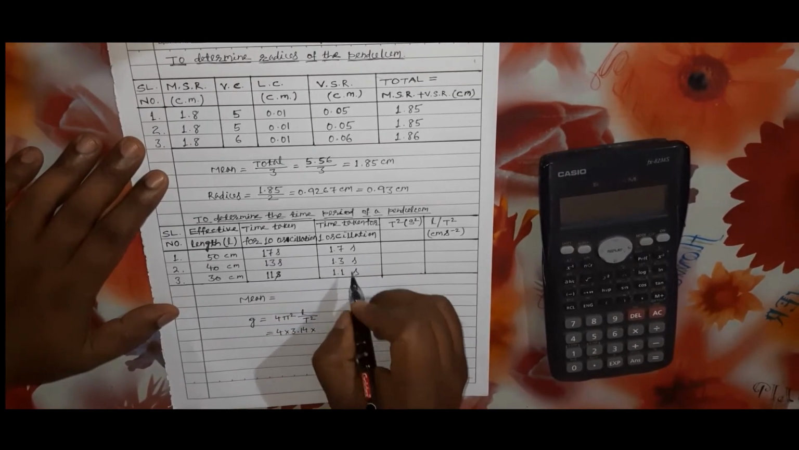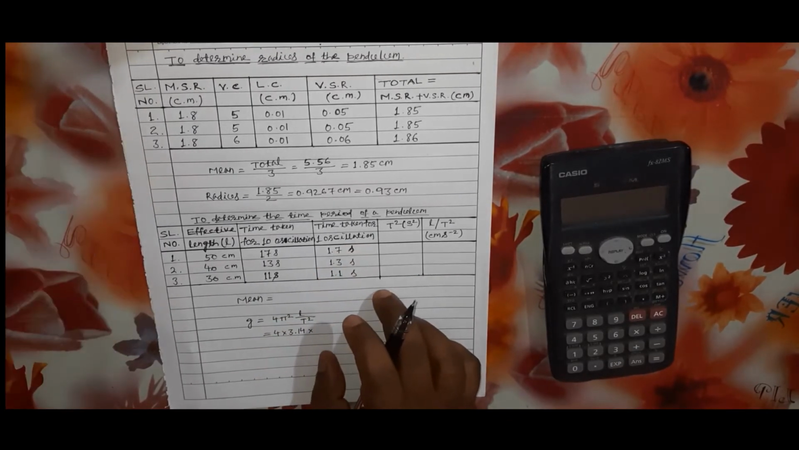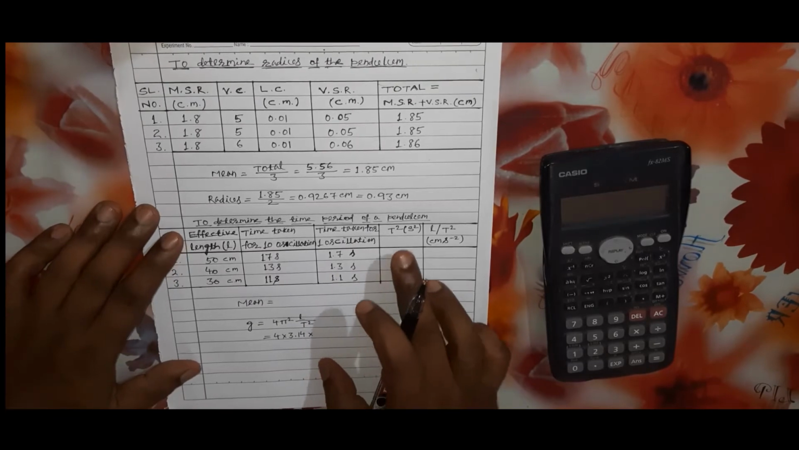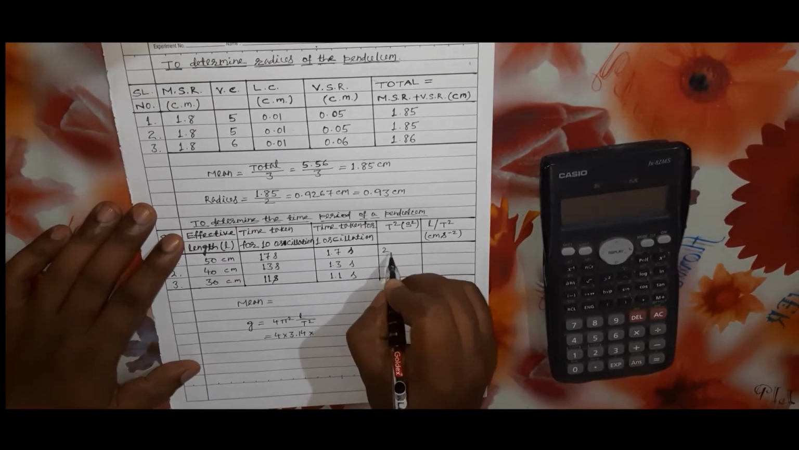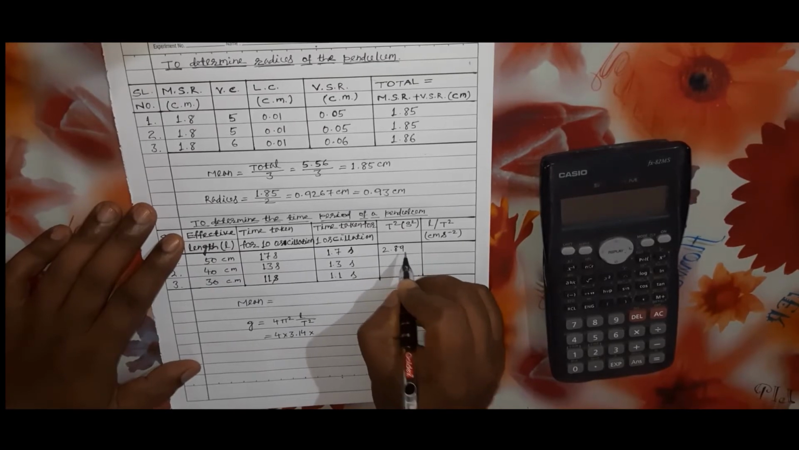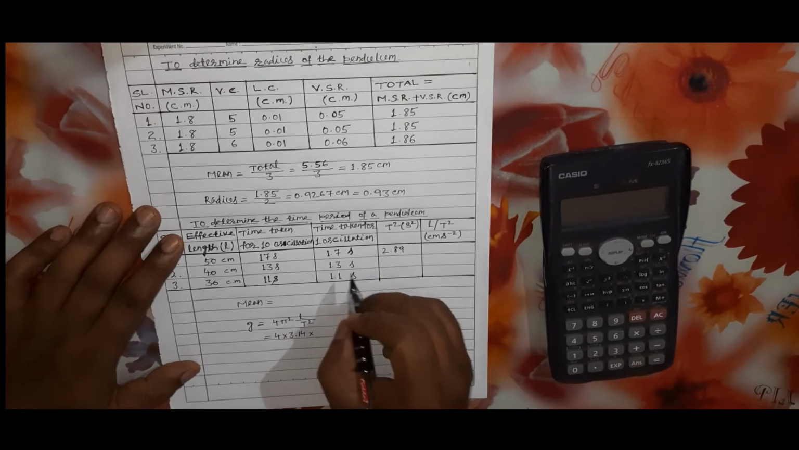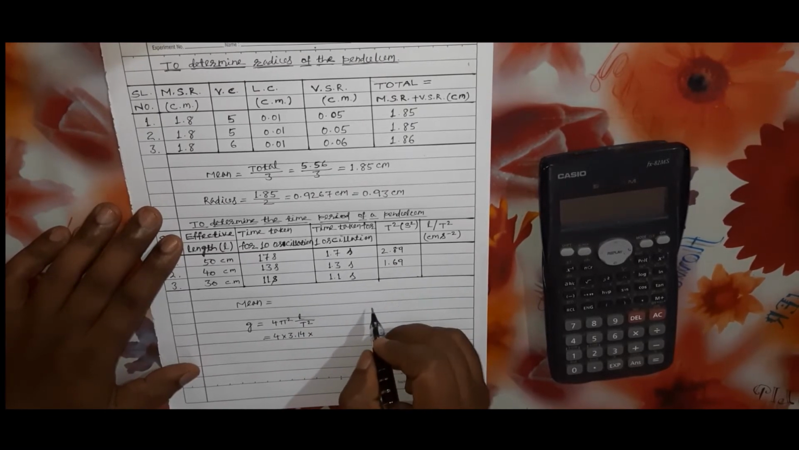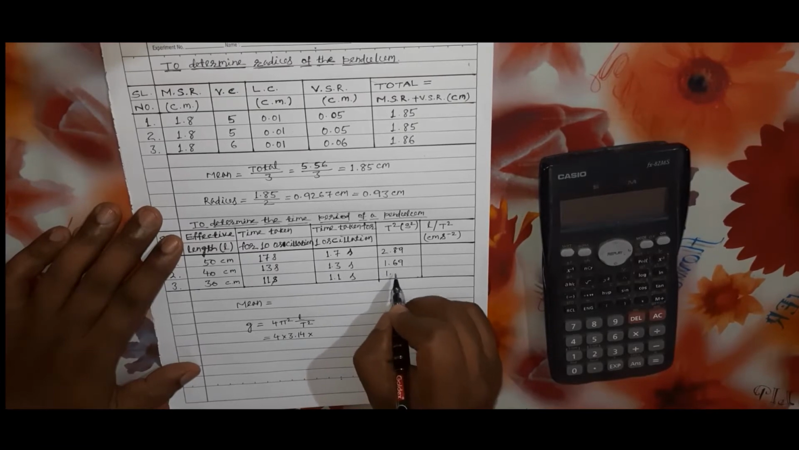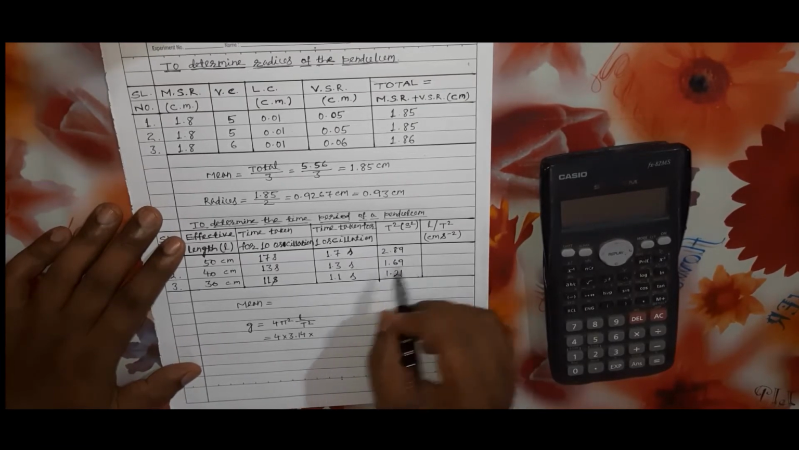The unit you have to write. Then here for one oscillation you got time T. Now T square, the square we have to find. 1.7 square is 2.89. Second square unit is already written here. 1.3 square is 1.69, and 1.1 square is 1.21.